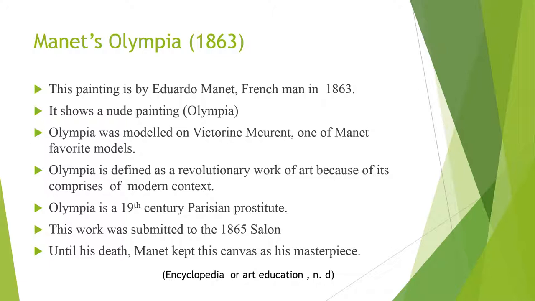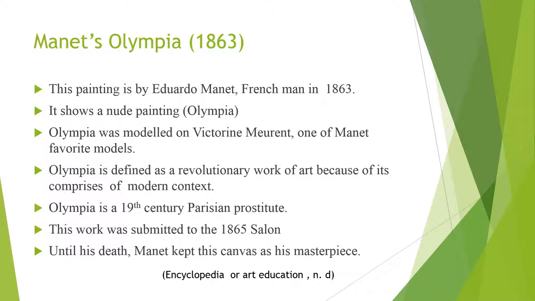This painting was done by Edward Manet, French, in 1863. It's also showing a nude painting, Olympia. It was modeled on Victorine Meurent, one of his favorite models. Olympia is defined as a revolutionary work of art because it comprises a modern context. It's also showing a Parisian prostitute. This work was submitted to the 1865 Salon. Until his death, we are told that Manet kept this canvas as his masterpiece.